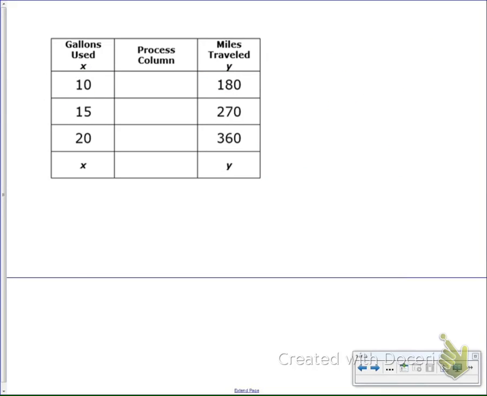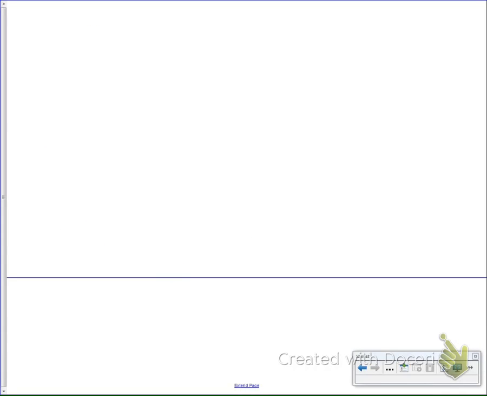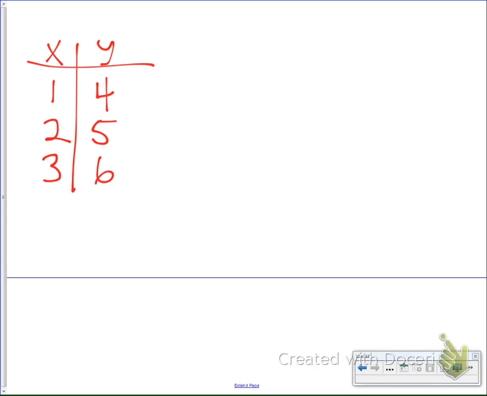Let me get out of here. Alright. Here we go. So, I'm going to make up a table for us here. Say I have this table right here. Then we have that. Okay. So, here's our x's and our y's.